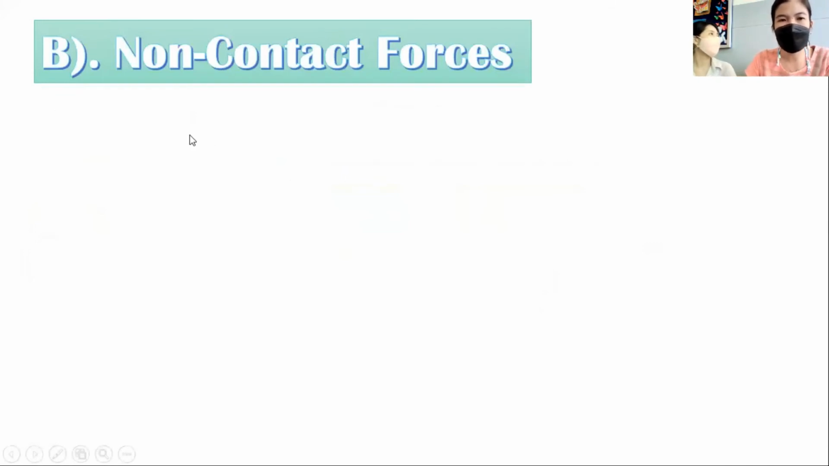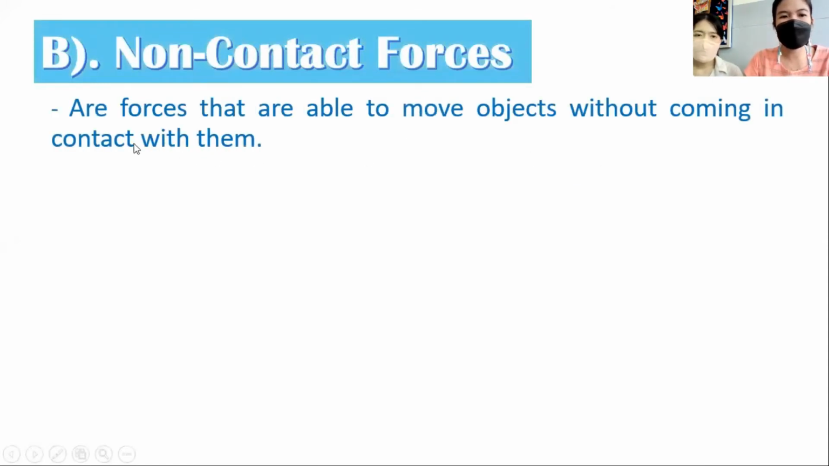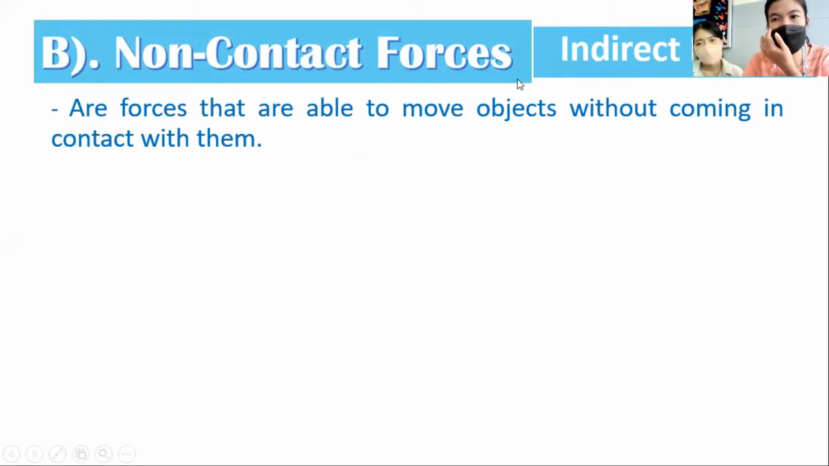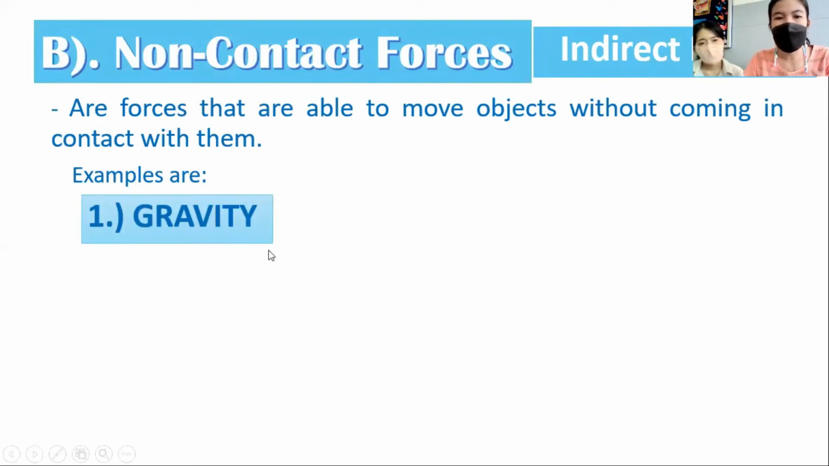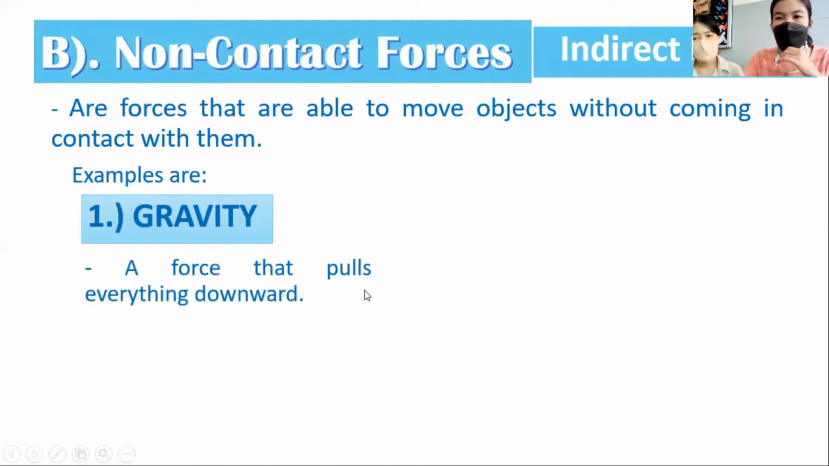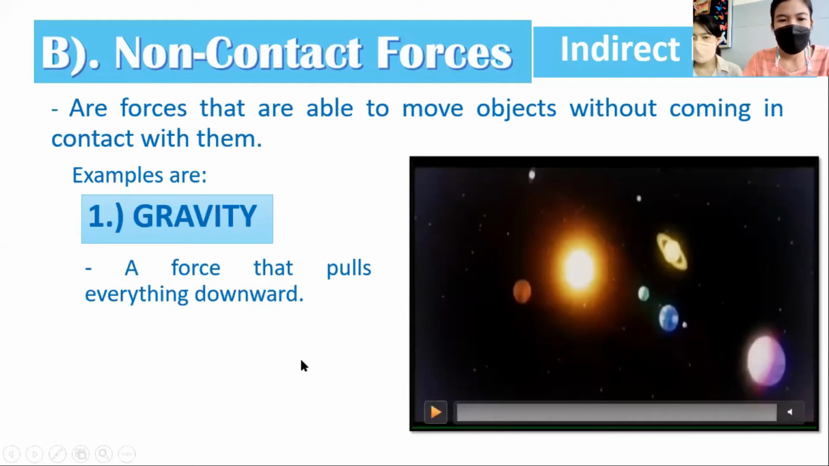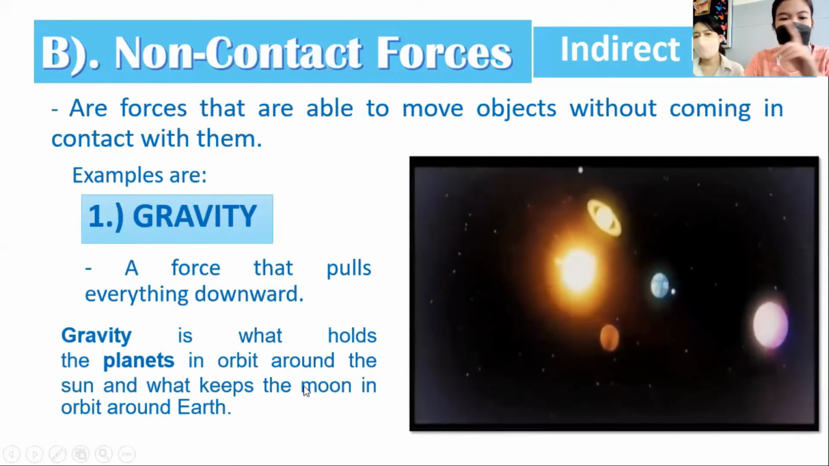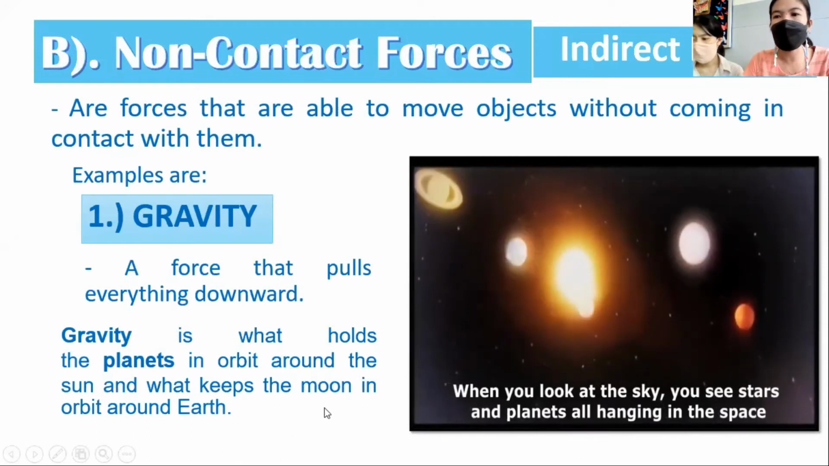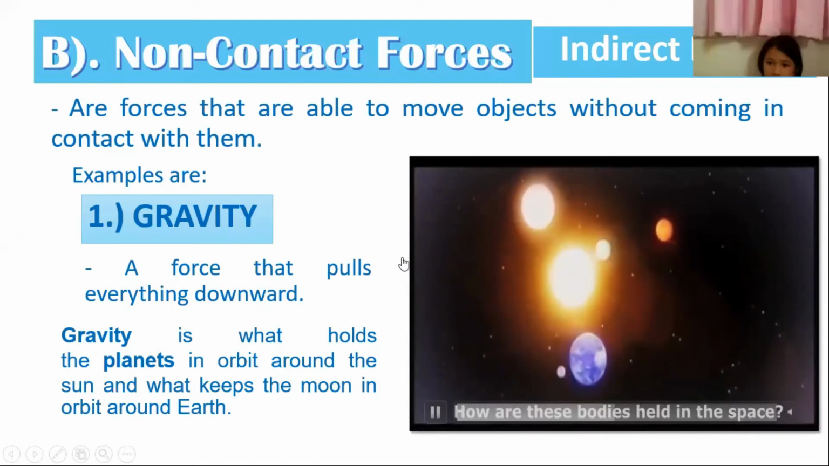The next category of forces is the non-contact forces. These are the forces that are able to move objects without coming in contact with them. They can move an object without touching it, without physical touch. They are also called the indirect forces. Examples are, in our previous lesson, we learned already gravity, a type of force that pulls everything on Earth downward. Gravity is what holds the planets in orbit around the sun, and what keeps the moon in orbit around the Earth. This is how gravity works in the solar system.